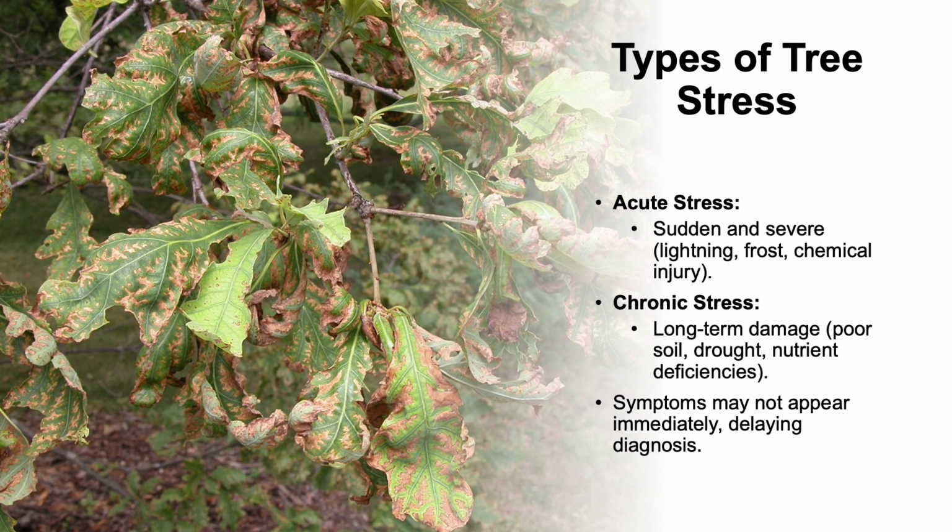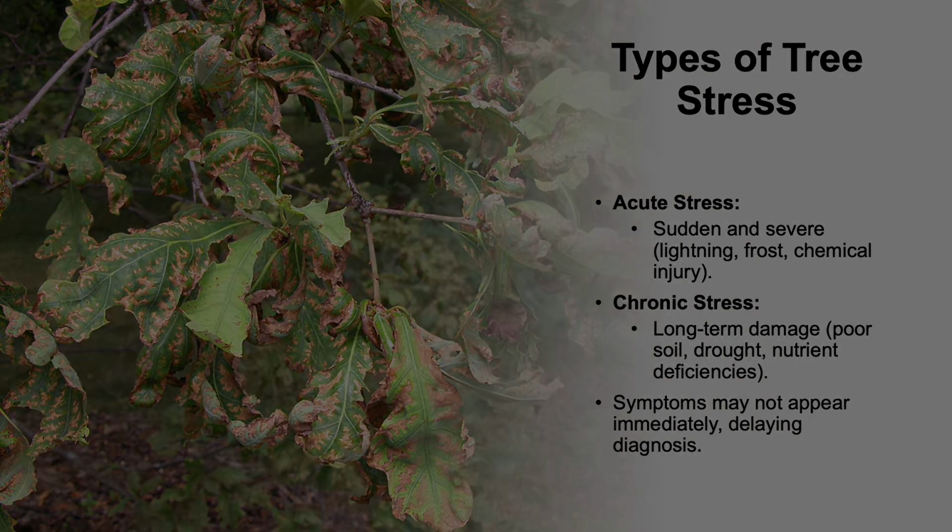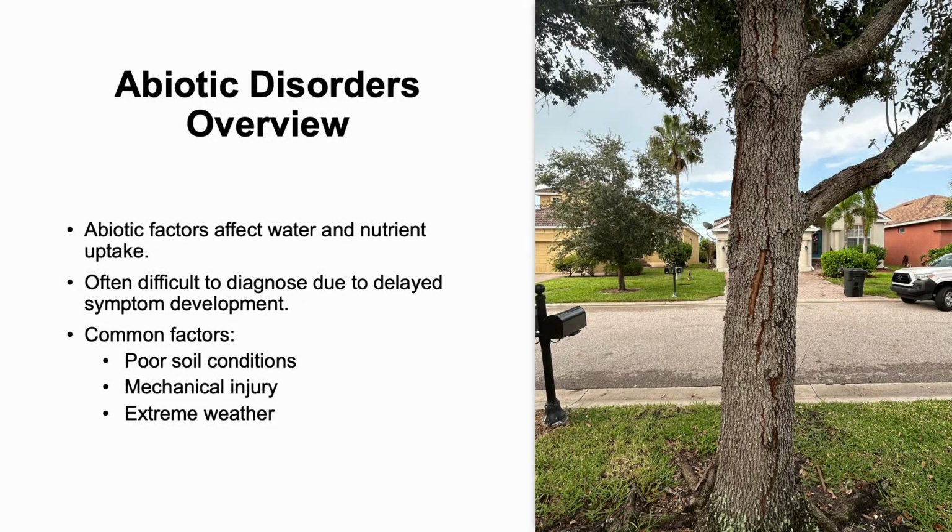Tree stress falls into two categories: acute stress, which is sudden events such as lightning, frost, or chemical injury, and then you have chronic stress, which is long-term damage caused by poor soil, drought, or nutrient deficiencies. Symptoms may not appear immediately, which delays diagnosis. Abiotic factors typically affect water and nutrient uptake, often resulting in delayed symptoms.